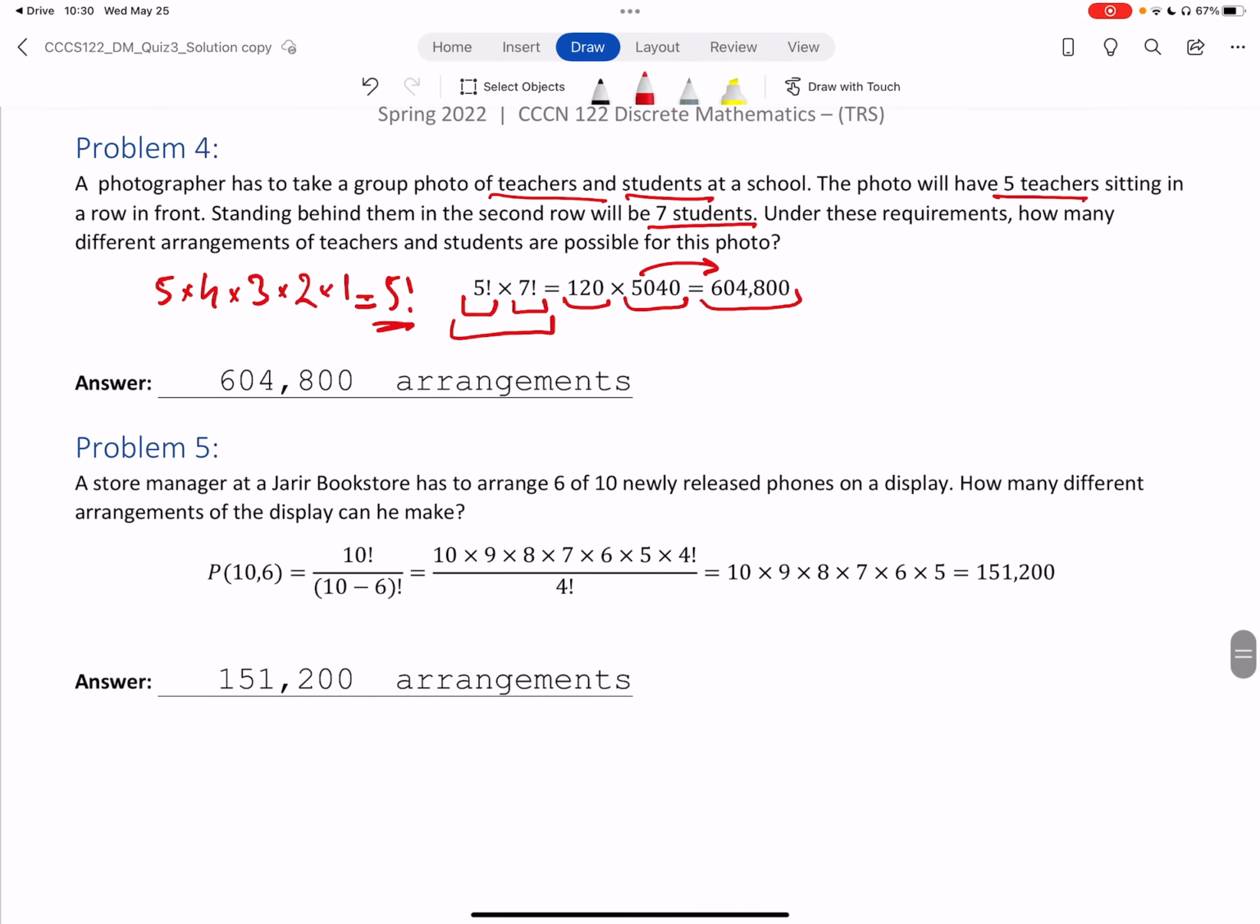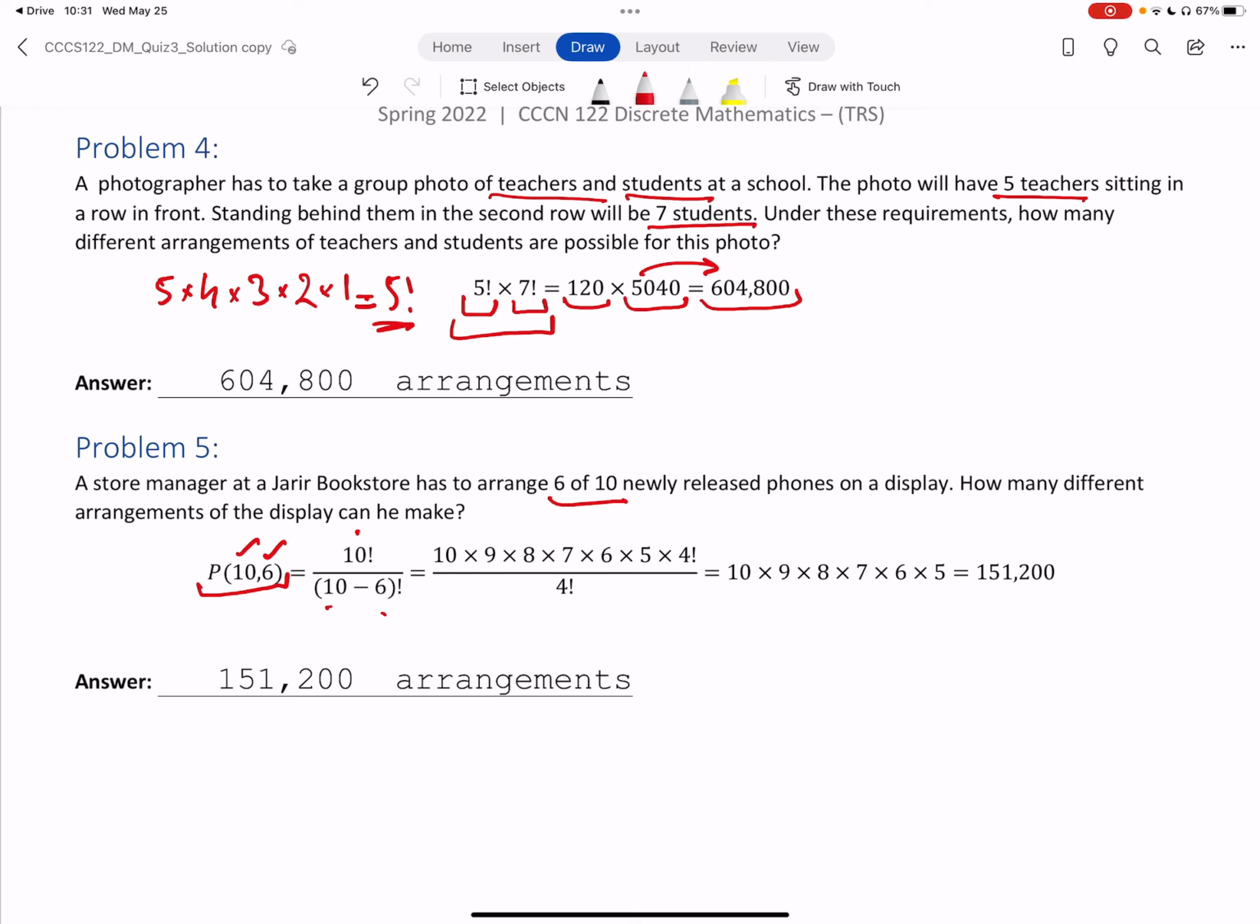Then we have the last problem, problem 5. A store manager at Jareer has to arrange 6 out of 10 new phones that he has. How many different ways can he arrange the display? So this is something in which the order will matter, right? So in how many ways can you arrange 6 items out of a set of 10 where the order matters? And the answer for that comes from permutation, which means 10 factorial divided by (10 minus 6) factorial.